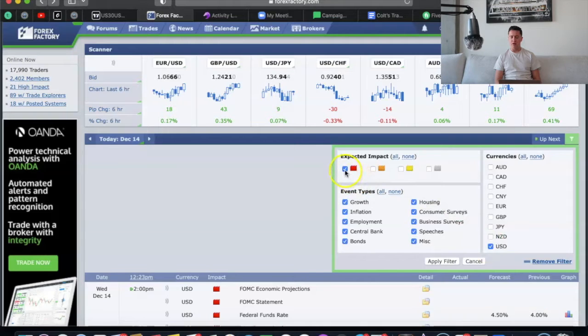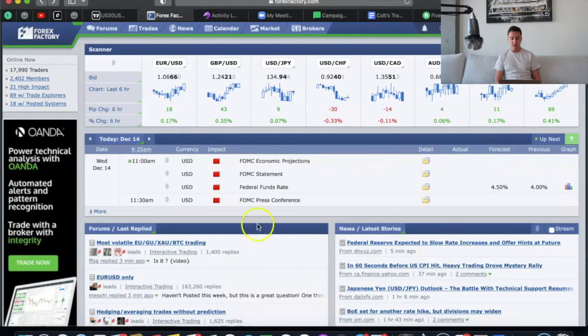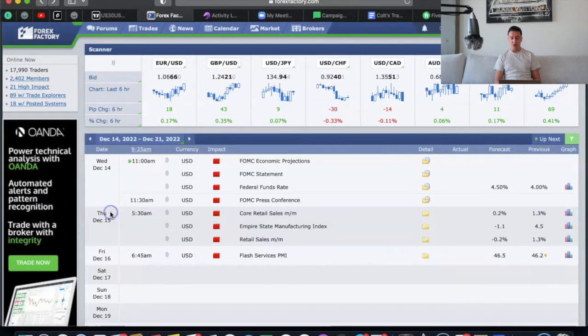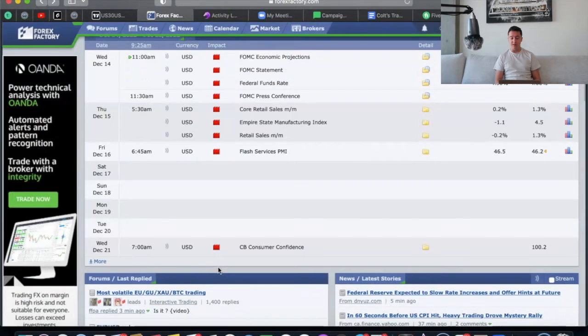Next thing, I only have the high impact news checked right here. So this red box means that it's a high impact expected. And then we have the event types. I have all of those marked up. Once you are done doing this, you're going to click apply filter. Now we can see once we click more, we have all this news data right here, and this is very important to understand.